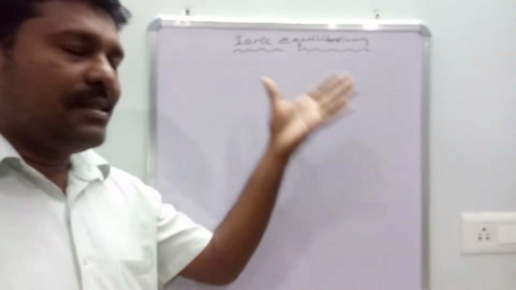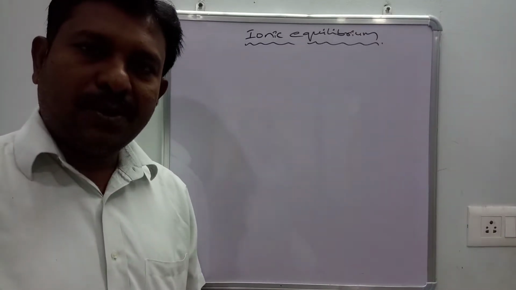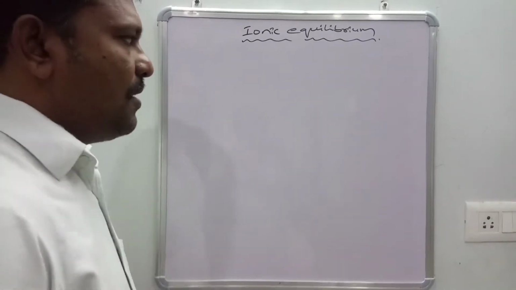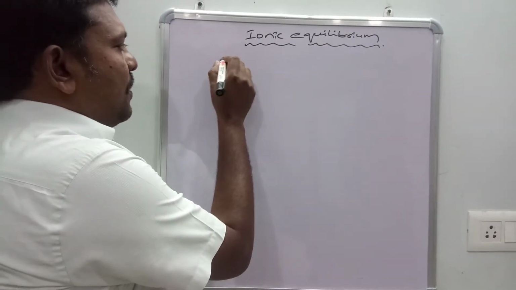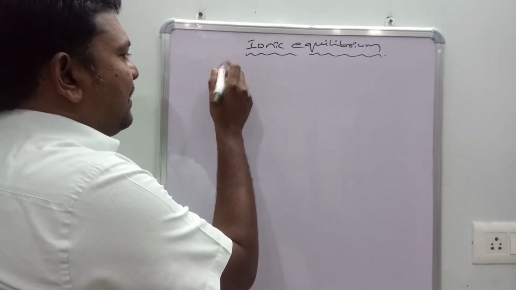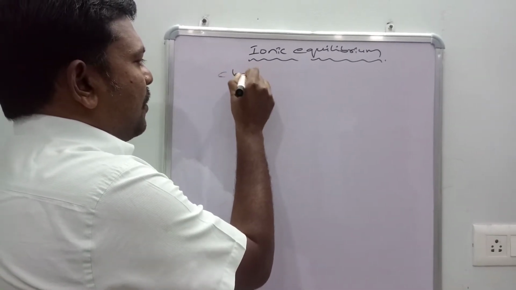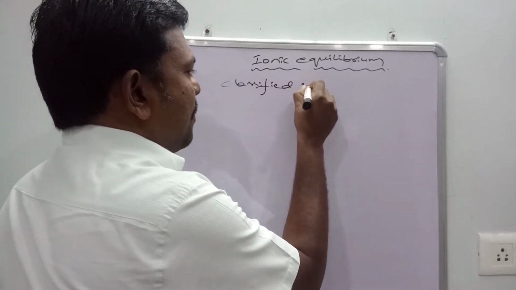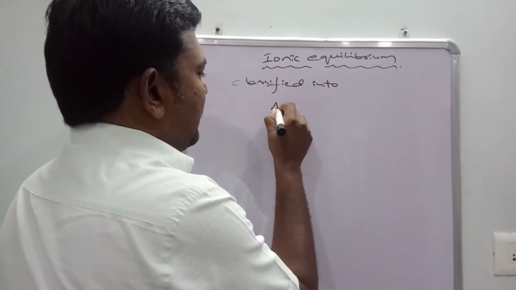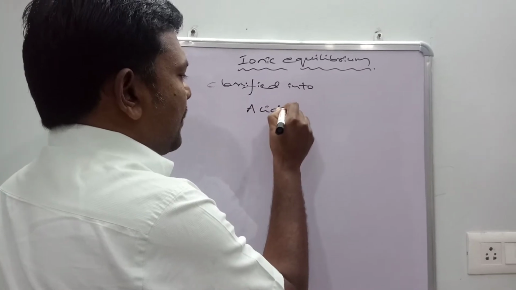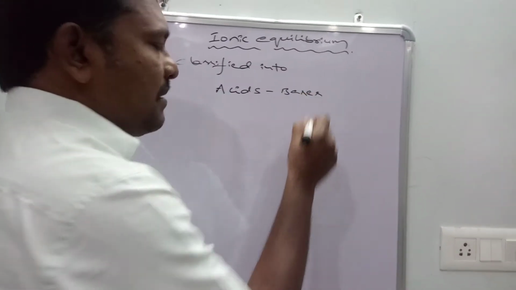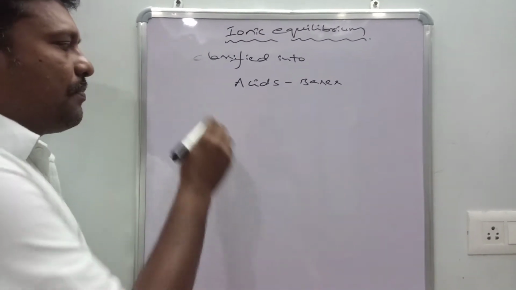Today onwards, what about ionic equilibrium? In simple terms, it is acids and bases. First of all, the compounds are classified into acids and bases by some preliminary characters.